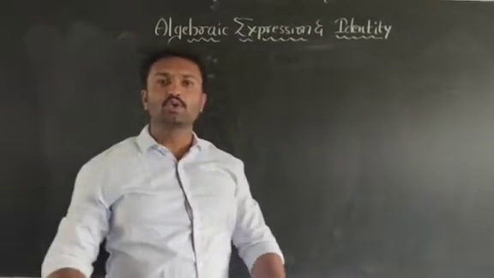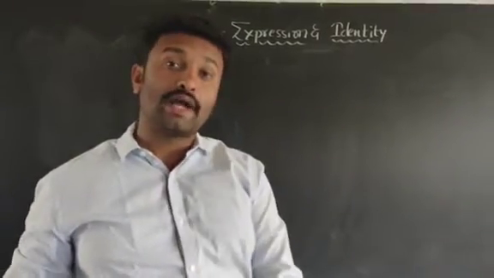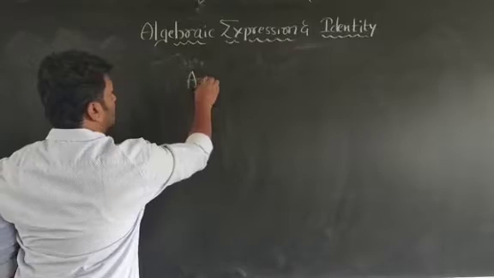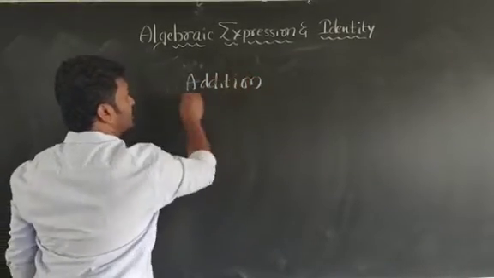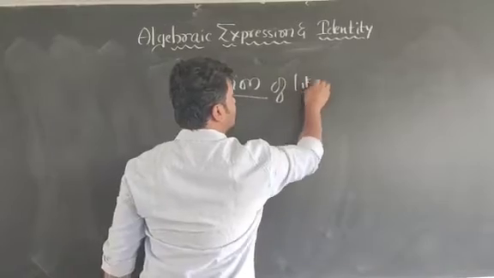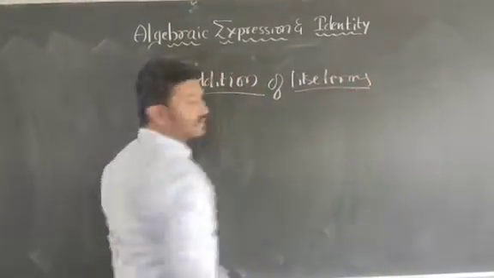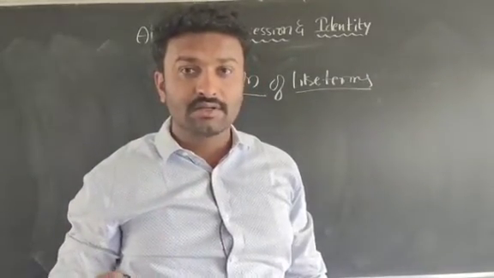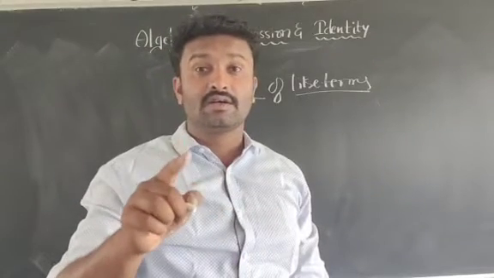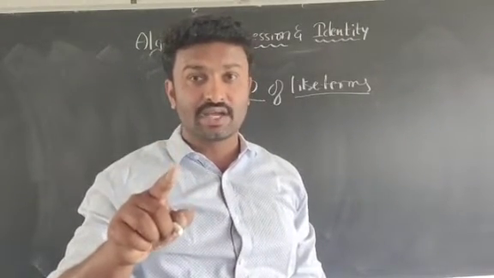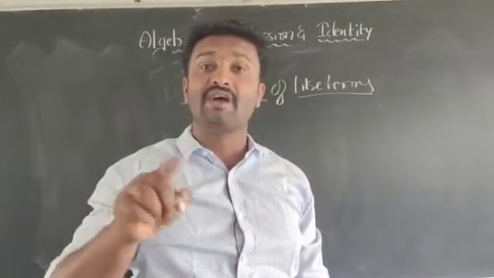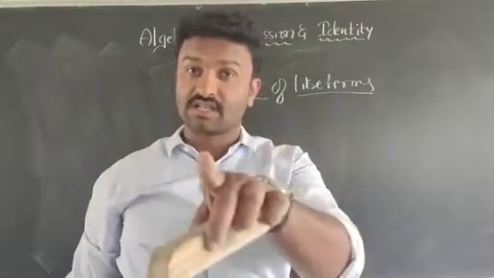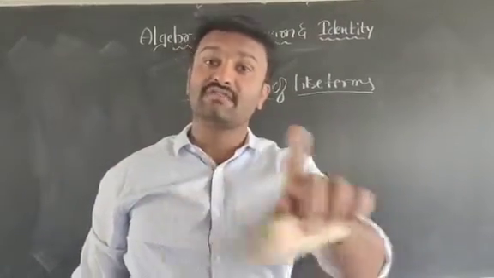Okay, now we will discuss how to add like terms and how to add unlike terms. Addition of like terms. We can only add like terms. Why can we add like terms? Like terms contain the same variables, right? Like terms are the factors having the same variables. Then only we can add. We cannot add unlike terms, which have different variables.